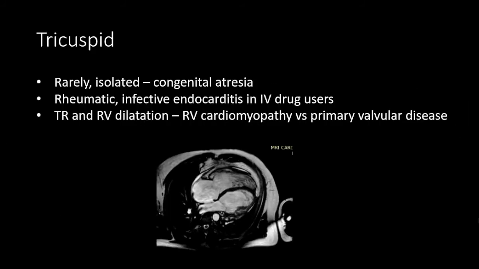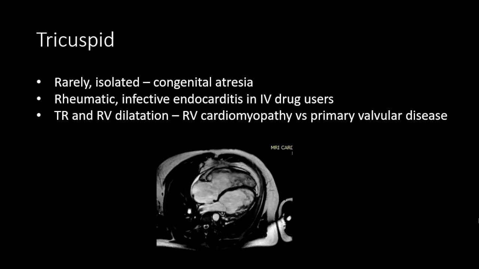Tricuspid valve disease is rarely isolated. Usually it is seen with other valvular heart diseases in rheumatic, or it may be seen in infective endocarditis in IV intravenous drug users. One common indication is to determine whether it is a primary tricuspid valvular disease or a RV cardiomyopathy. What the clinician wants to know is whether valve surgery will solve the problem. So we need to rule out RV cardiomyopathy in such patients.